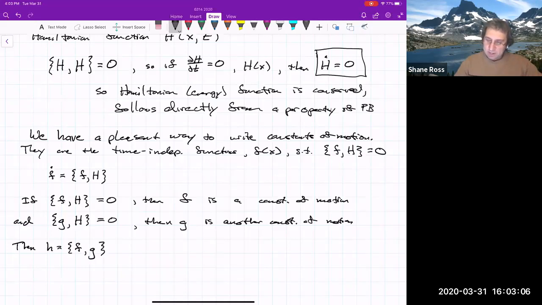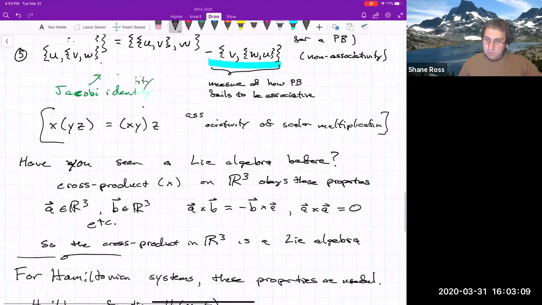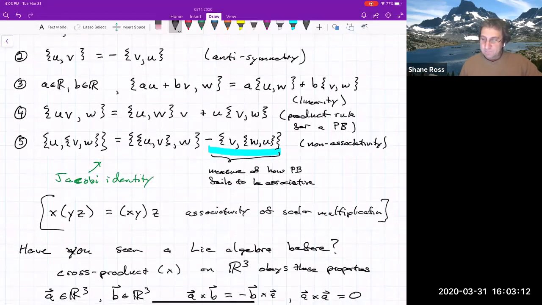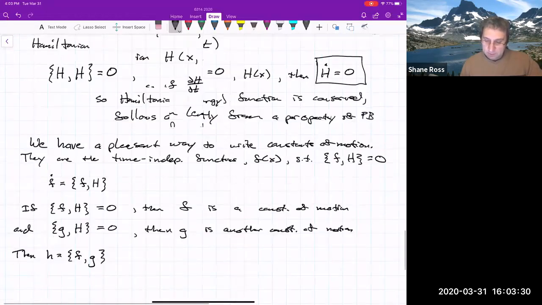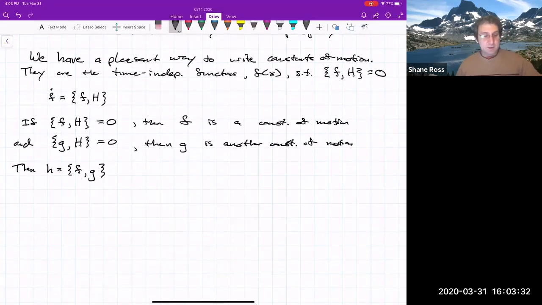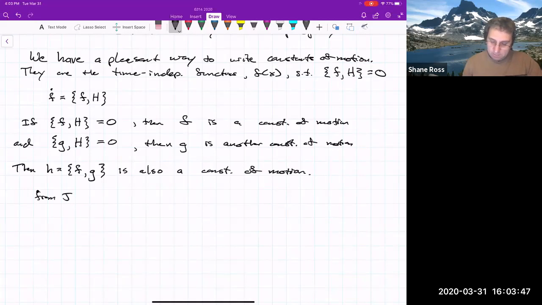And by this Jacobi identity property, let's just go up here. By the Jacobi identity property, f with g, the Poisson bracket, will also have a Poisson bracket with capital H that is 0. So if we've got two constants of motion, then we can construct a third. And why is this? This is from the Jacobi identity.